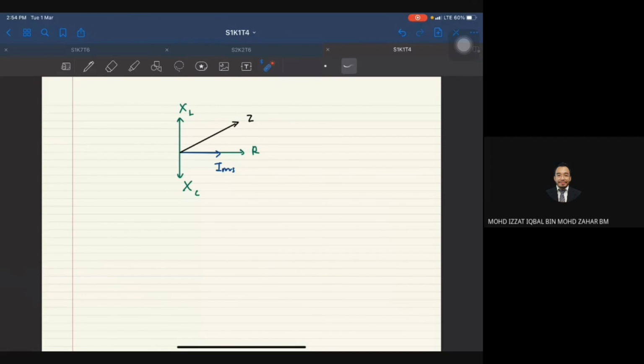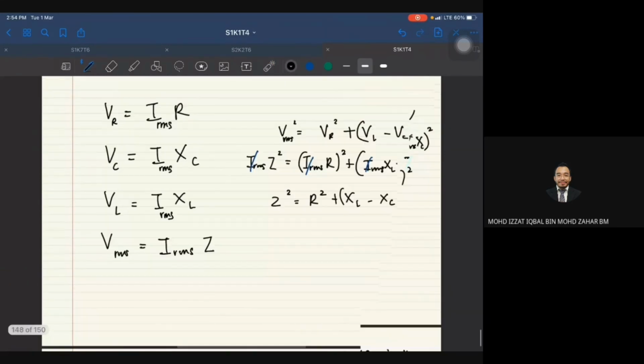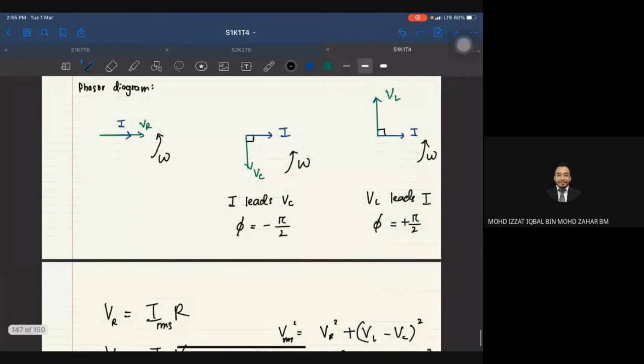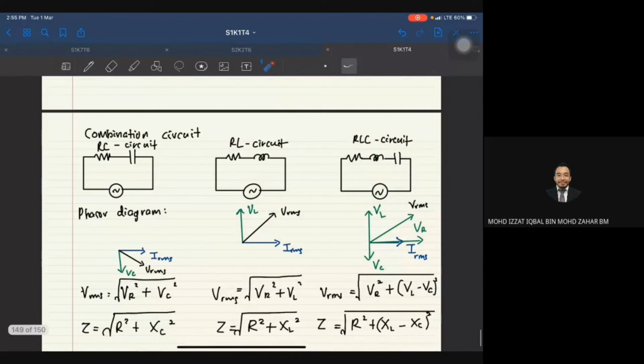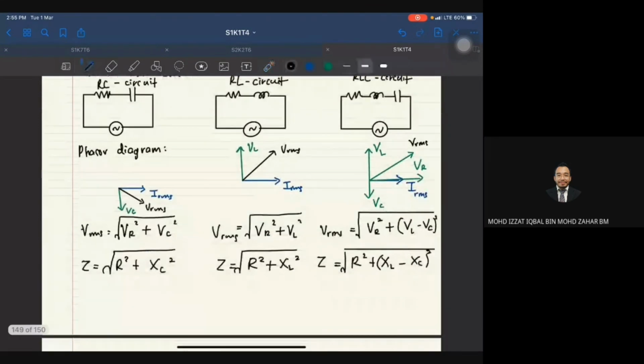It doesn't matter. Okay. So before this saya ada tunjukkan pasal phi kan. It's different tu. So phi sebelum ni dia adalah 90 degrees. Jadi kalau kat sini dia bukan lagi 90 degrees lah. So phi dekat sini adalah angle antara VRMS dengan IRMS.